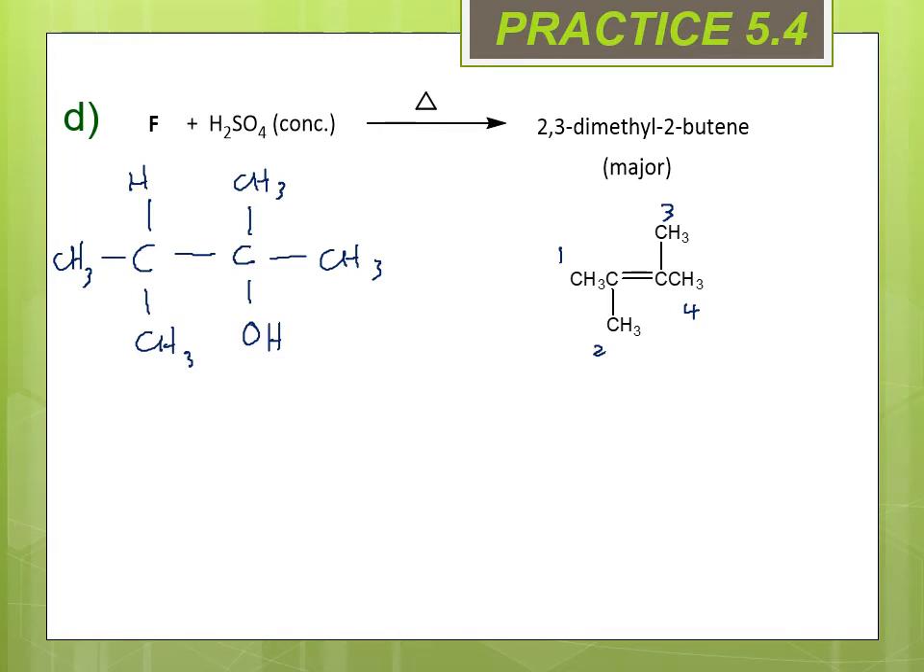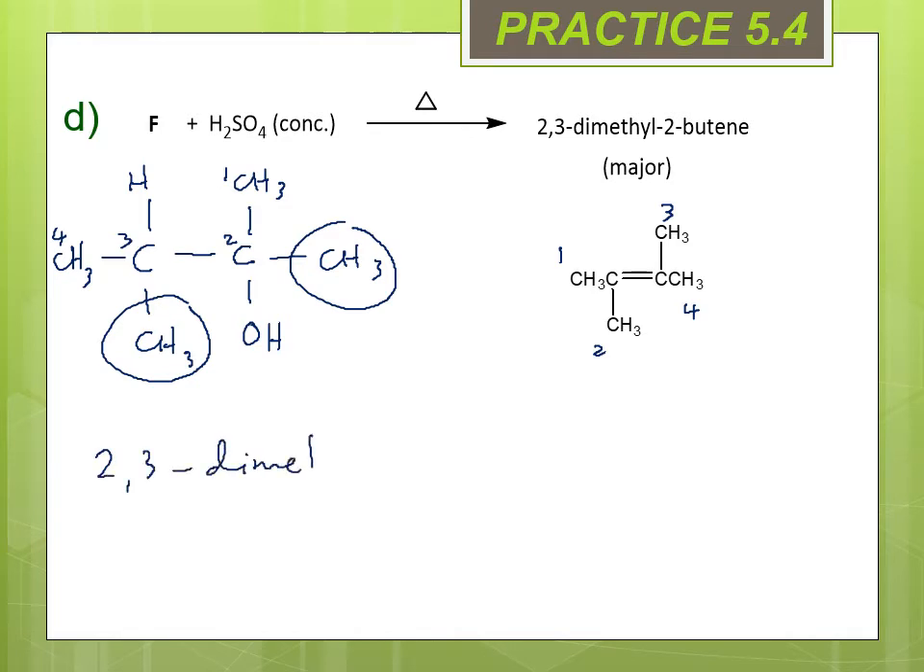Let's name this product. 1, 2, 3, 4. There are 2 methyl groups there. So 2, 3 dimethyl 2-butanol. This is the name for the reactant F.